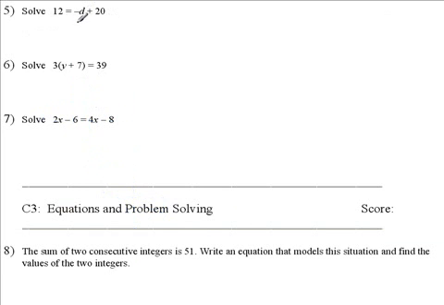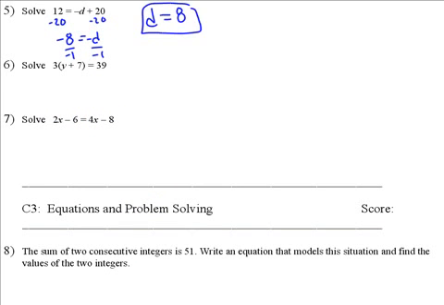Number 5, we're solving for d. Let's go ahead and subtract 20 from both sides. That'll give me negative 8 equals negative d, but I don't want negative d, I want positive d, so let's divide both sides by negative 1, or you could multiply if you choose, and I get d is equal to 8. So number 5 is done. If we plug that back in, we'll check it. Negative 8 plus 20 is 12, that equals 12, so that checks. It has to be right, it can't be wrong.